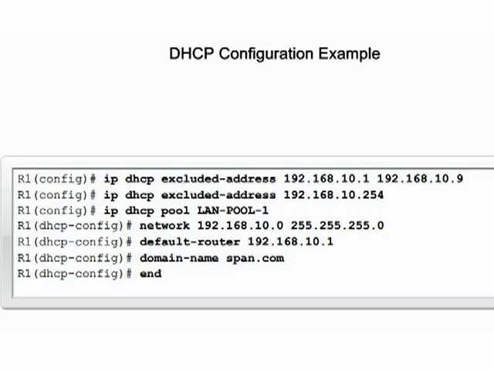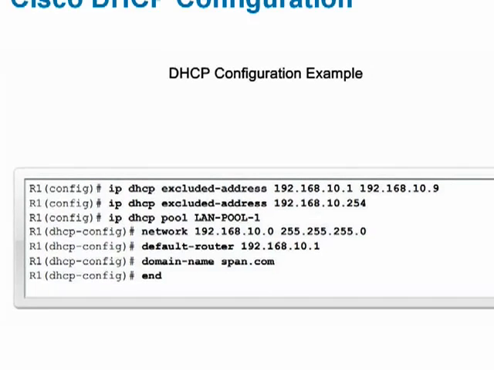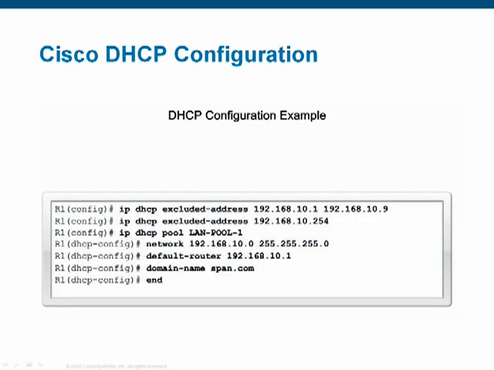Other tasks that can be completed in DHCP configuration mode are the specification of the default gateway address of the pool and the domain name. Other, more advanced configurations not shown here include specification of address lease time, DNS server address, and NetBIOS WINS server address.